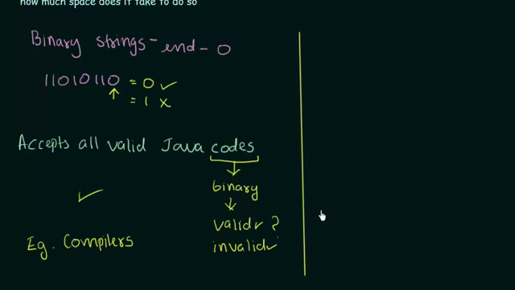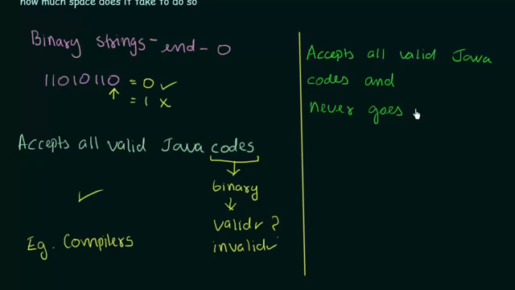Now let's take another example. In this example, I want to design another system that accepts all valid Java codes and never goes into an infinite loop. I assume you know the meaning of infinite loop.